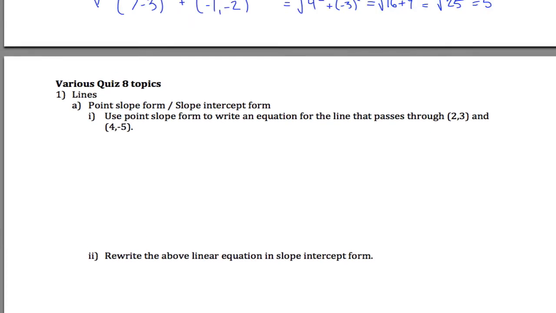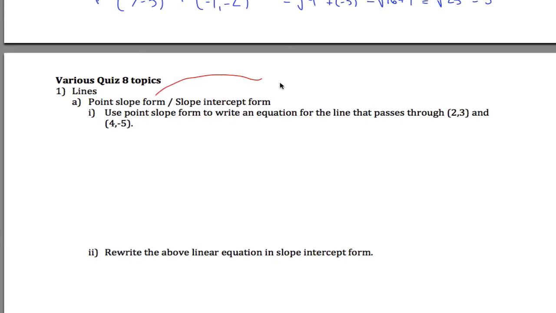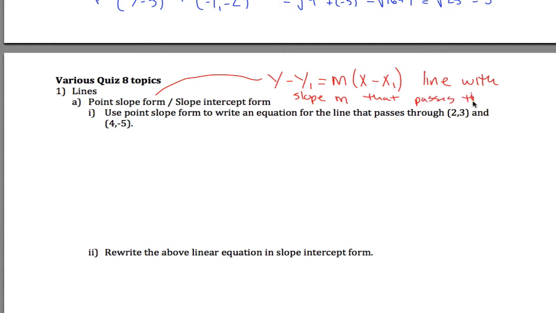And there's a few in there. The first one, point-slope form. Point-slope form tells you that y minus y1 equals m times x minus x1 is the point-slope form of a line with slope m that passes through x1, y1. So what I'm saying is if you're in the case where you're told the slope and one point that the line passes through, you can take this formula and plug in all the pieces.